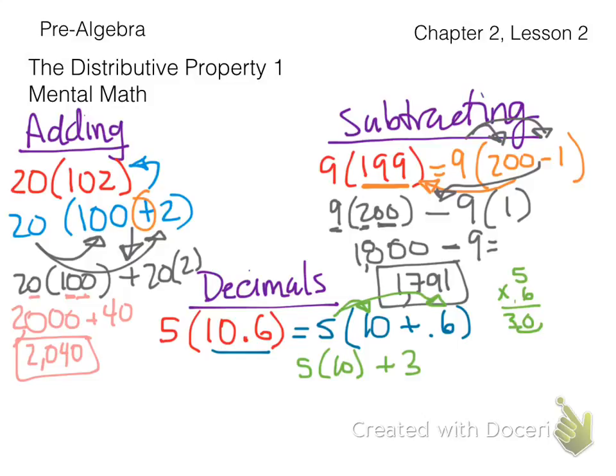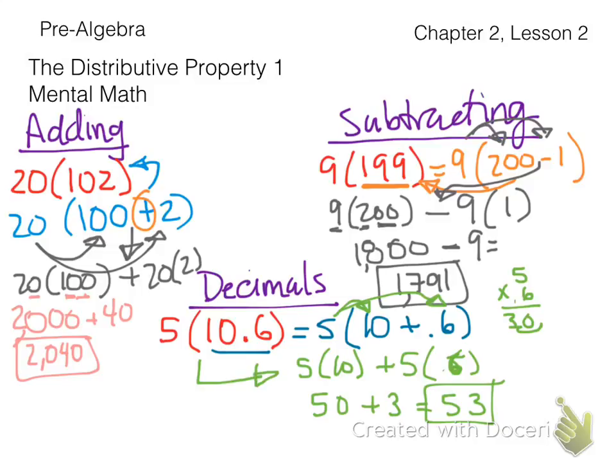So, actually, let me show the work real quick. Oops, that's a 6. And then we've got 50, because 5 times 10 is 50, plus 3. Well, that's just 53. Okay? So again, it turns kind of a nasty multiplication problem into a slightly less nasty addition or subtraction problem. Just a hint of multiplication.